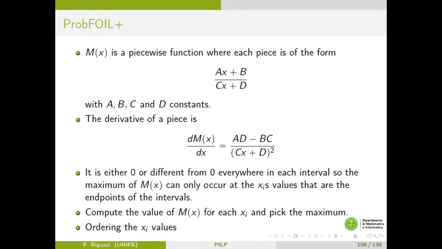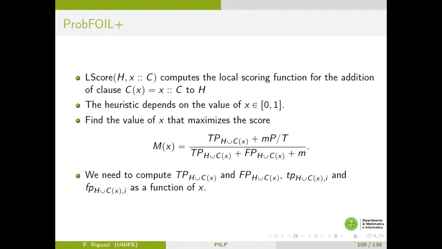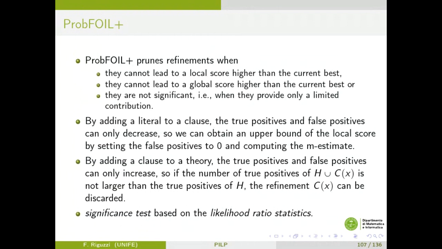consider that M of X is a piecewise function whose derivative with respect to X is either 0 or different from 0 everywhere in each piece. Therefore, you can compute the value of X that maximizes M of X by considering only the endpoints of the interval. So it's enough to compute M of X for a fixed number of X values and pick the best. Moreover, ProFoil prunes refinements in order to make sure that you don't evaluate refinements for nothing. So if a refinement cannot lead to a local score higher than the current best, it is rejected. And the same if it cannot lead to a global score higher than the current best.